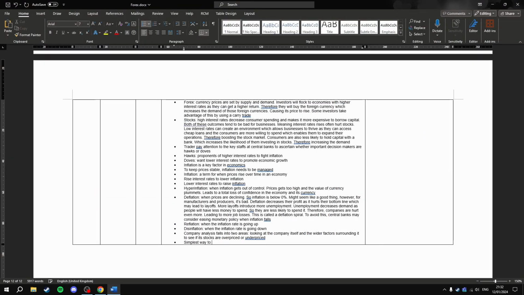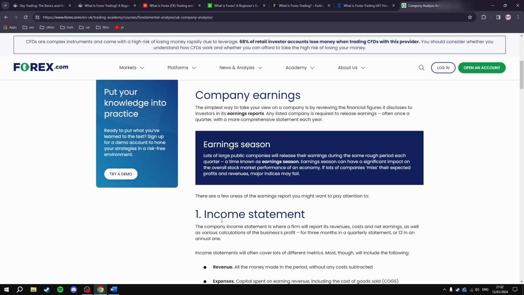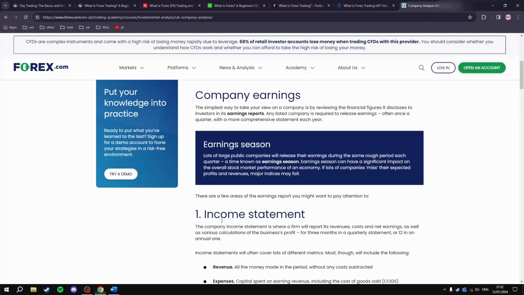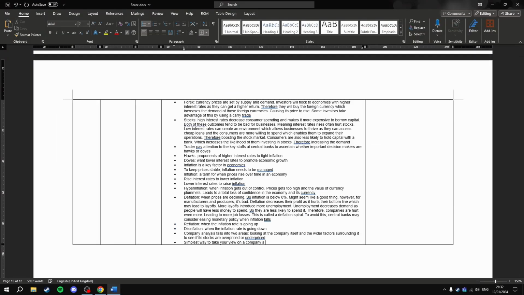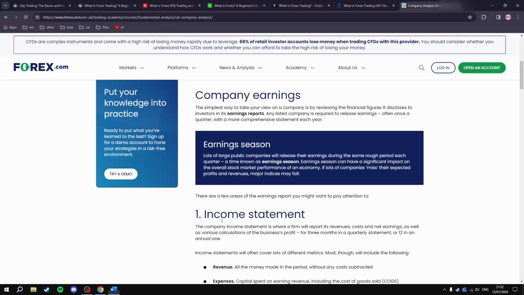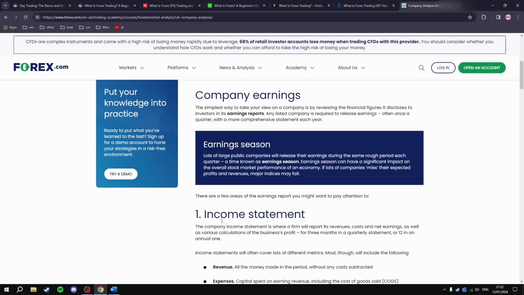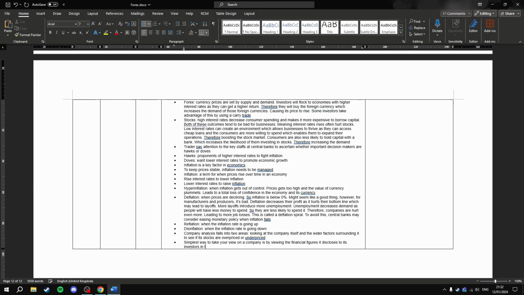The simplest way to take your view on a company is by viewing the financial figures it discloses to its investors in its earnings reports.